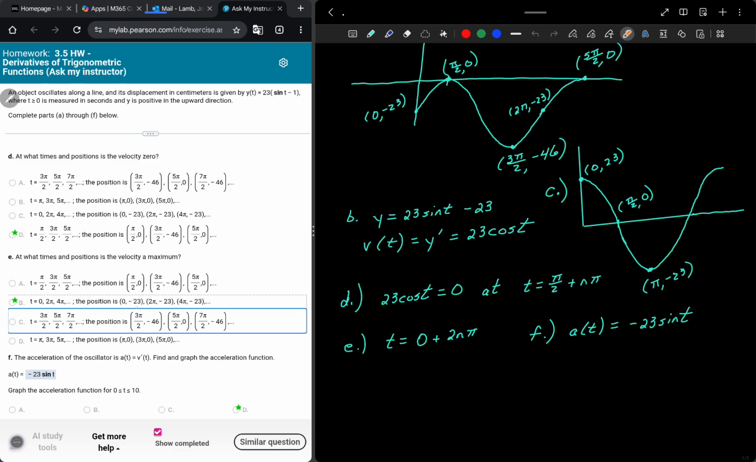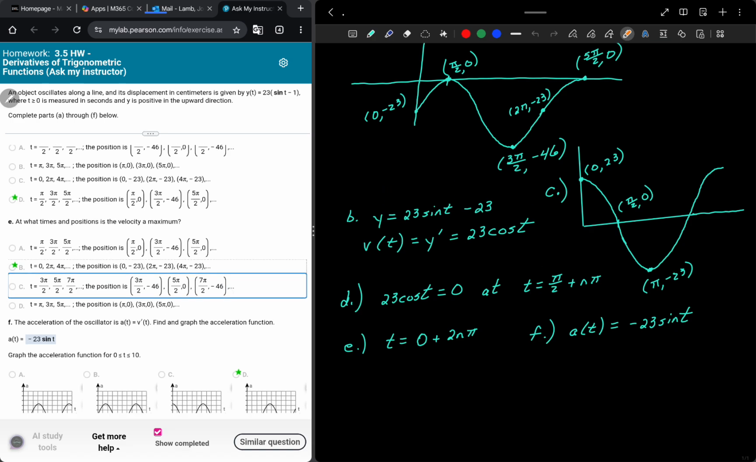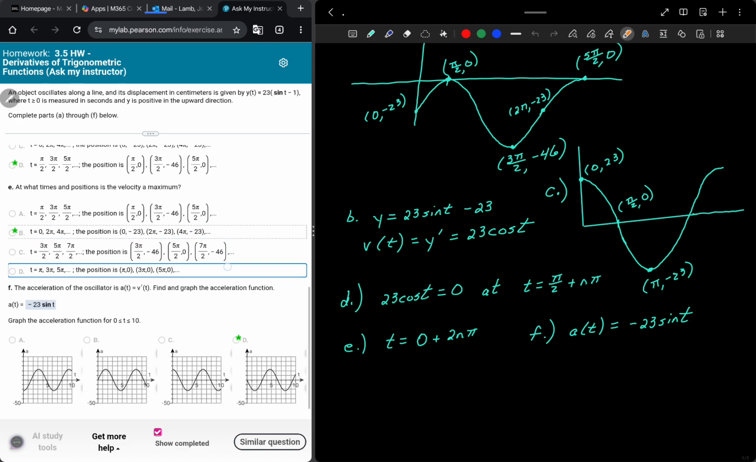They shouldn't have put negative 20. They should have put 23. Bad, my lab. Should be 0, 23, 2 pi, 23, 4 pi, 23, and so forth. But that's the only reasonable answer there. But those negatives should not be on the y values.